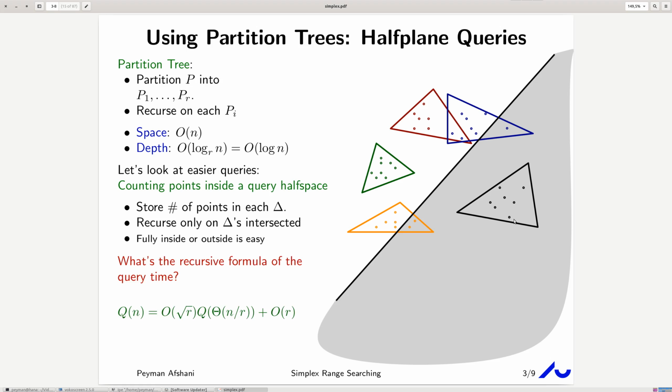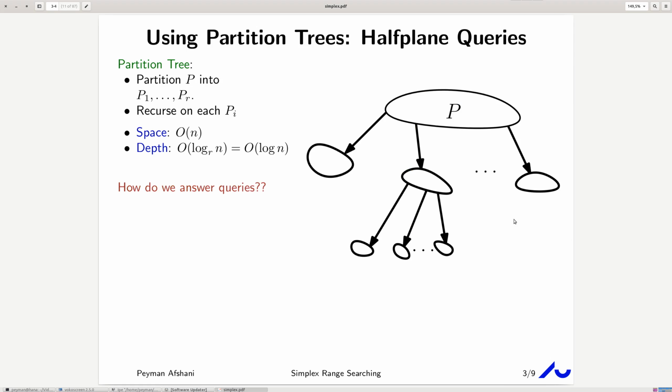Okay. So now let me go back here. When you look at the picture, the way it works is that you have R children at every node. If the triangle containing the subtree is completely inside, you just grab the number and you don't recurse. If it's outside, you ignore. But if it's intersecting your half plane, then you recurse and you go down to the children of this node. Okay, so that's basically how the query algorithm looks like. It's a very simple algorithm.